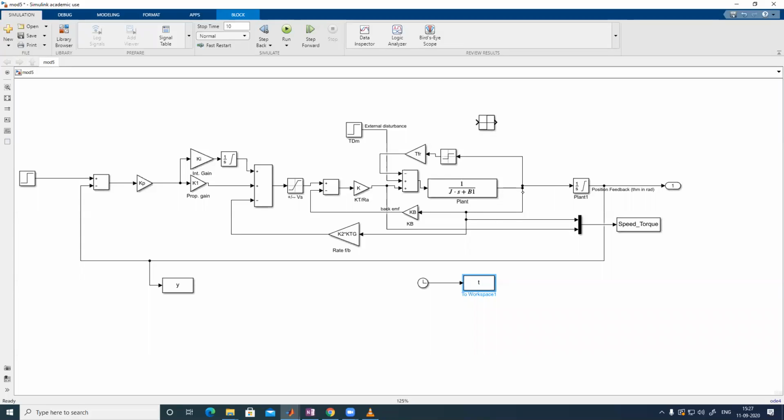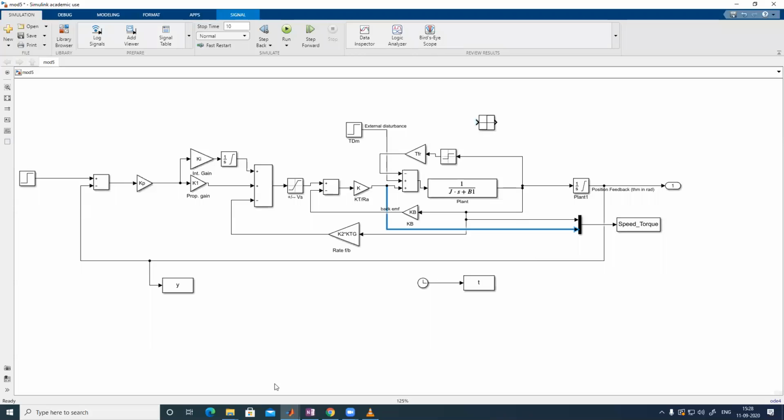Speed omega is coming here, and from here the torque is coming here, and this is the workspace option. This is called the speed torque characteristic, which you are going to do in the next lab only. So torque is taken in the second part, and speed is taken in the first one. Speed is coming here, torque is coming here. This is called the speed torque characteristic.